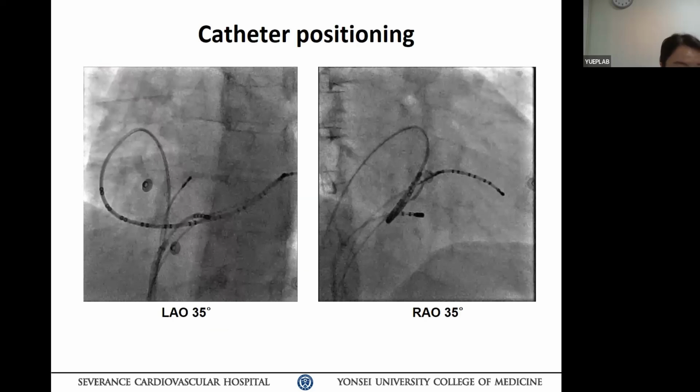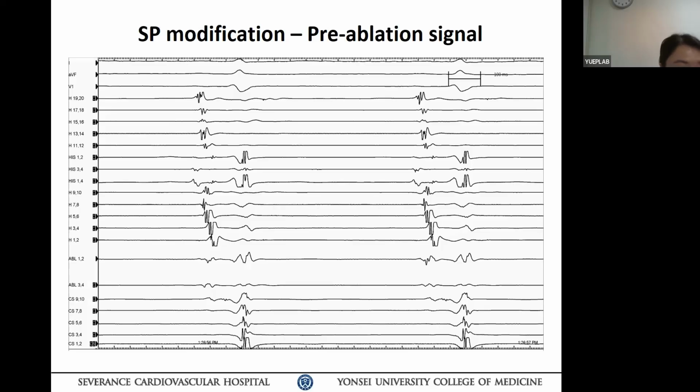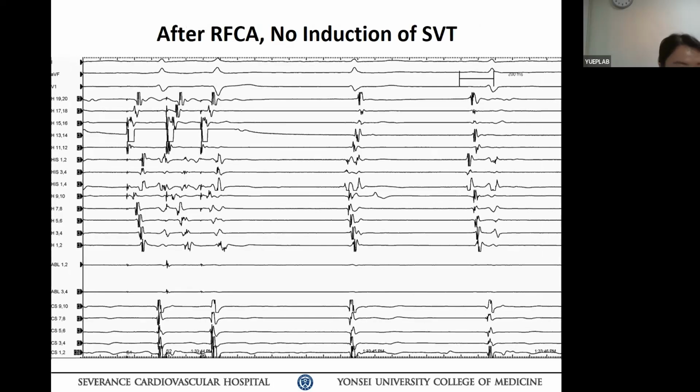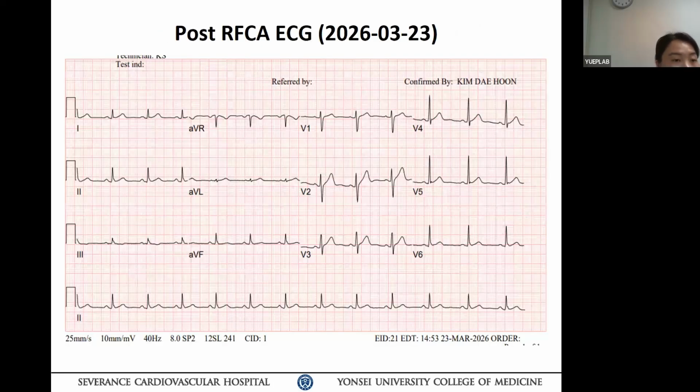So this was the ablation catheter positioning. After confirming the slow pathway potential, we did the slow pathway modification, and there was a junctional rhythm during the ablations. So after the ablation, no further tachycardia was induced. And this is the final ECG after the ablations.